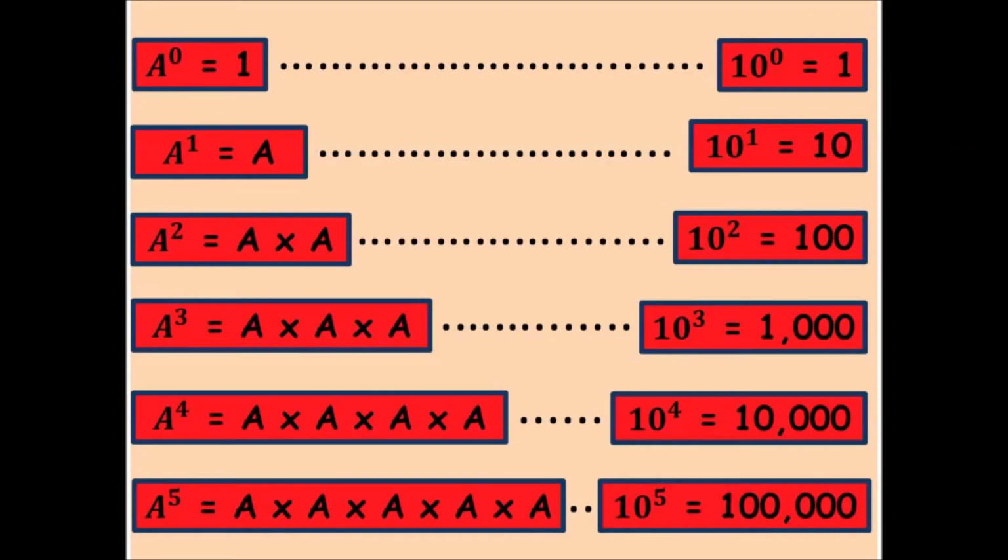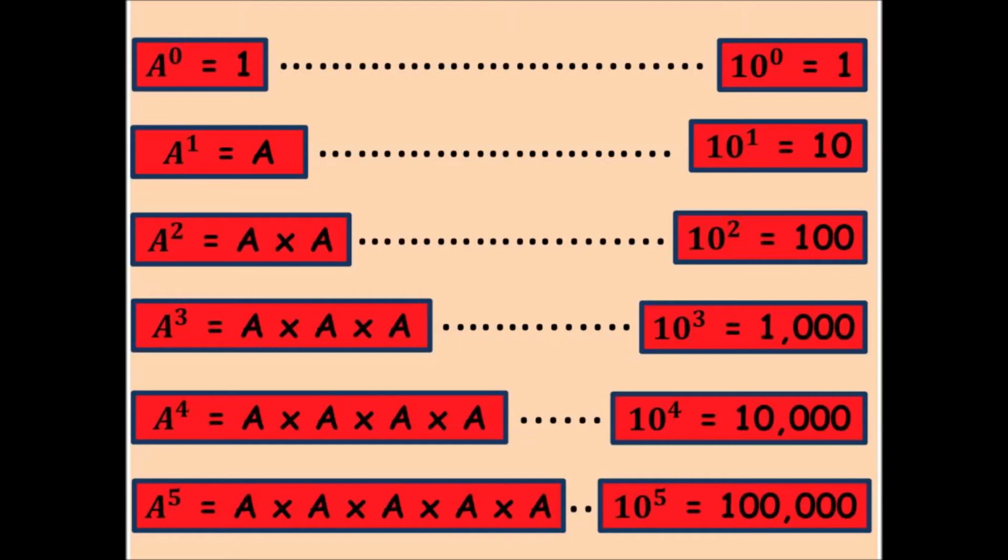Another rule is, what does that exponent mean? Look at the bottom one: a to the fifth is a times a times a times a times a. So you take 5 a's, right? So 10 to the fifth is 10 times 10 times 10 times 10 times 10. How many zeros are there? Well, there are 5 zeros. So it's an easy way to realize it.